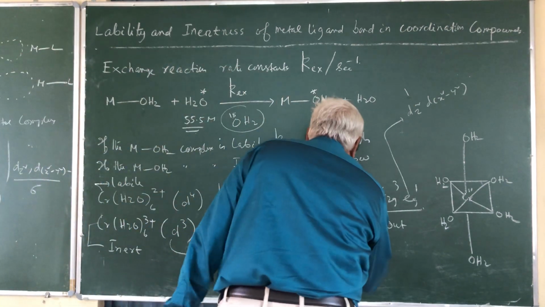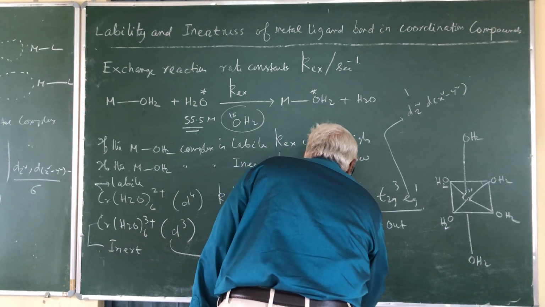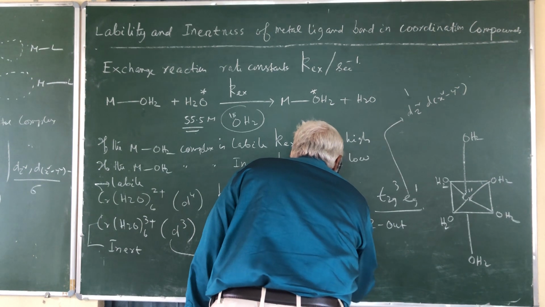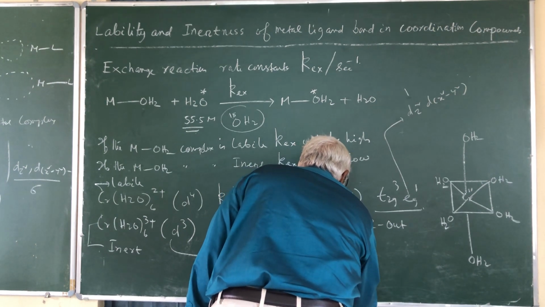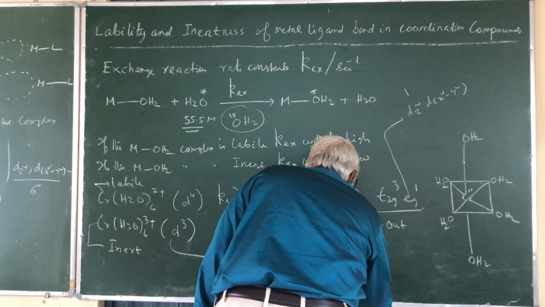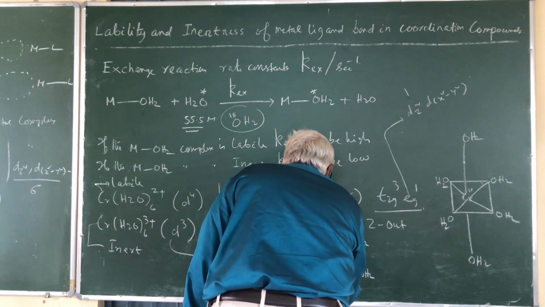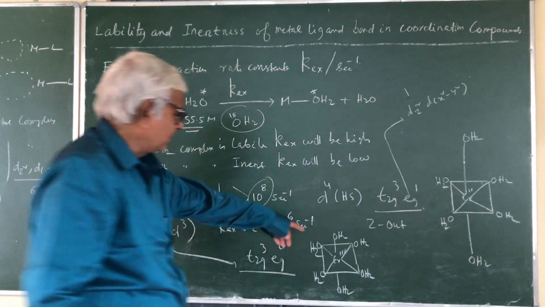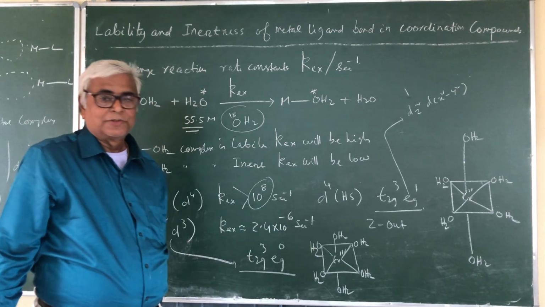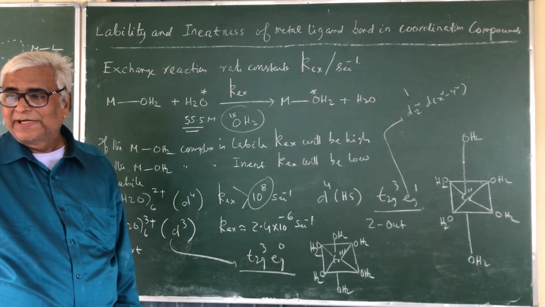So here chromium 3. So here the complex will look like this, no Jahn-Teller distortion. So there is no Z in or Z out distortion. Z out or Z in.